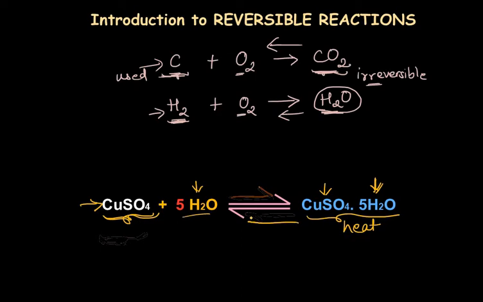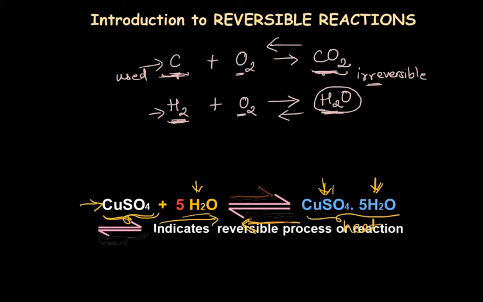So such a reaction, where we can change the reactants to some product, and by just applying some change, the products can change back to reactants, is called a reversible reaction. And here you can see that I have applied a double-sided arrow. Such a symbol of a double-sided arrow indicates the reversible process of the reaction, or you can call this a reversible reaction where such an arrow is indicated.